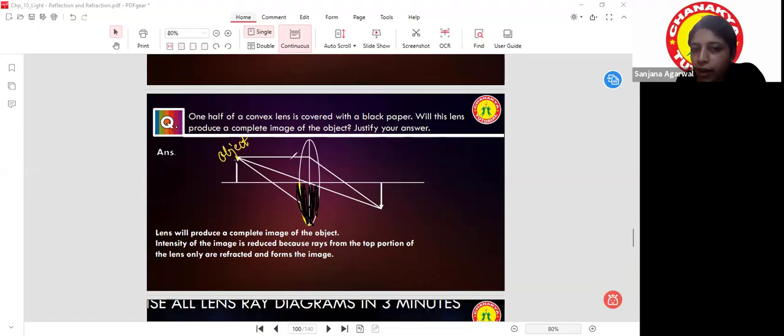Yes, because the rays of light are still passing. Two rays of light are required for the intersection of the image, and we'll be getting the image properly. But what will be the difference? Because the half of the beam has been blocked by the black paper, the image will not be that bright. The lens will produce a complete image of the object, but the intensity of the image is reduced because rays from the top portion are only refracted and rays from the bottom have been blocked. So just the intensity will differ, otherwise the image obtained will be complete.